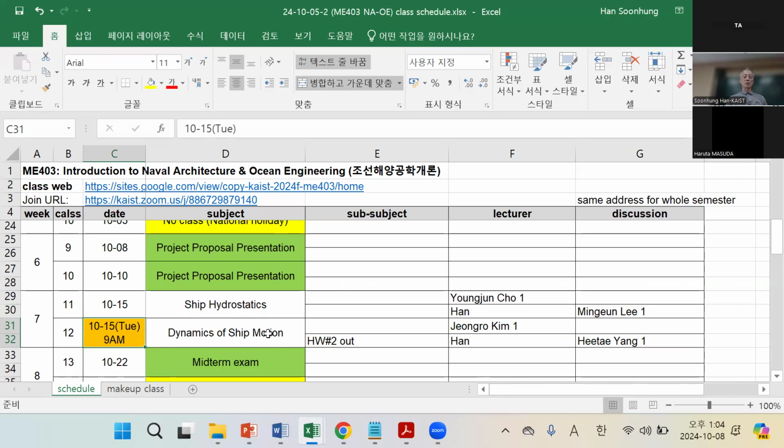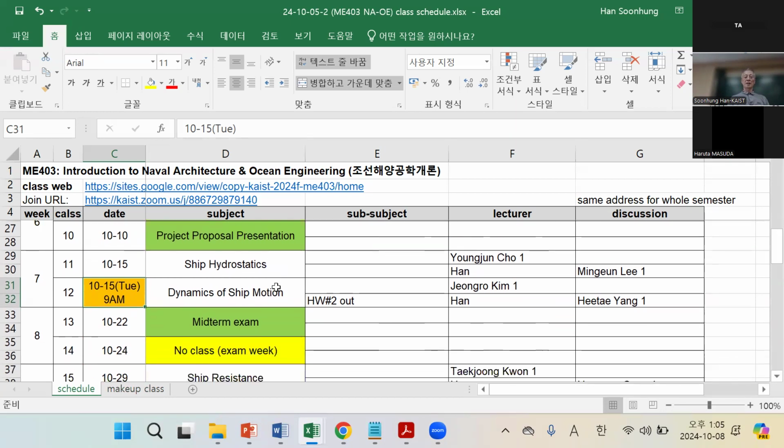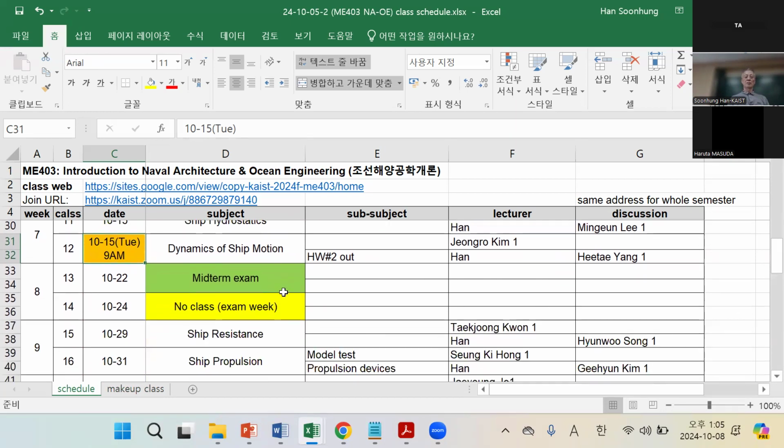Dynamics of ship motion will be done on 9 a.m. And ship hydrostatics will be as regularly, 1 p.m. here. But on 9 a.m., we will use online only, not in this session. Okay? And then the other week, there will be a midterm exam, and I will be outside of Korea, so I will not be here, but you can have a room here.